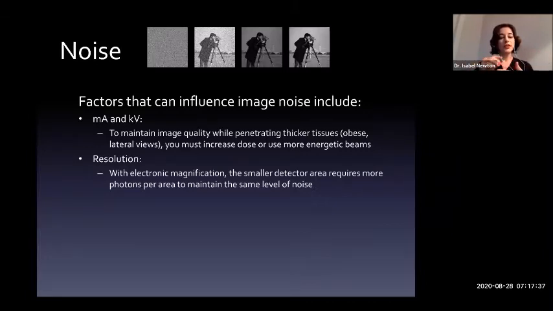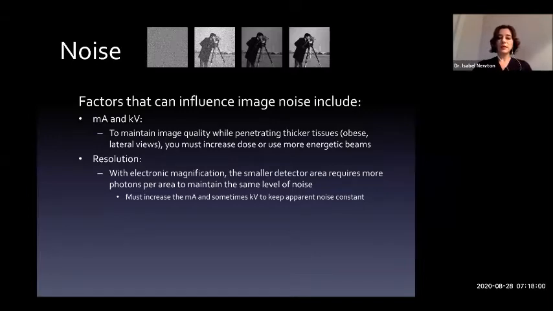But when you're using geometric or electronic magnification, the smaller detector area requires more photons to go through so that you get the same number of photons in the detector. And so you can maintain that same level of noise. So it increases your dose. Sometimes you have to increase the number of photons and sometimes the energy of the photons, usually the number, to keep the noise constant.